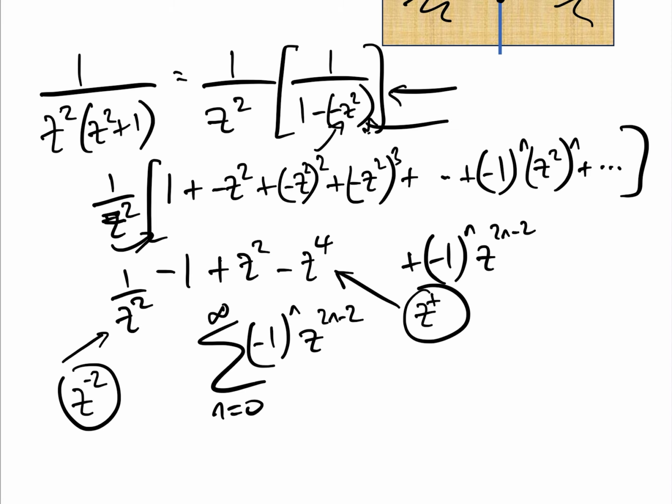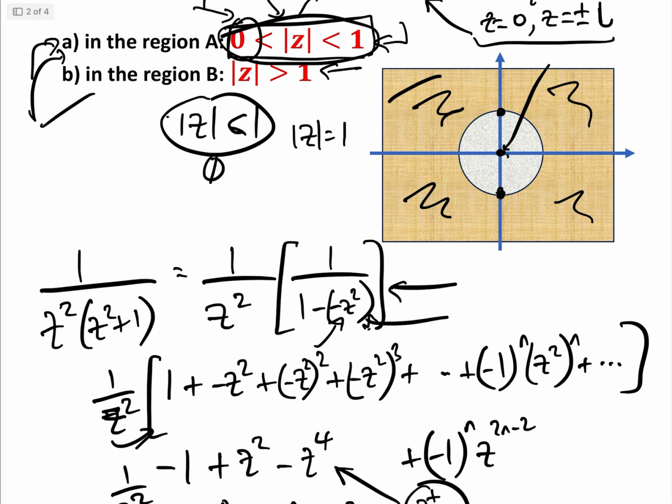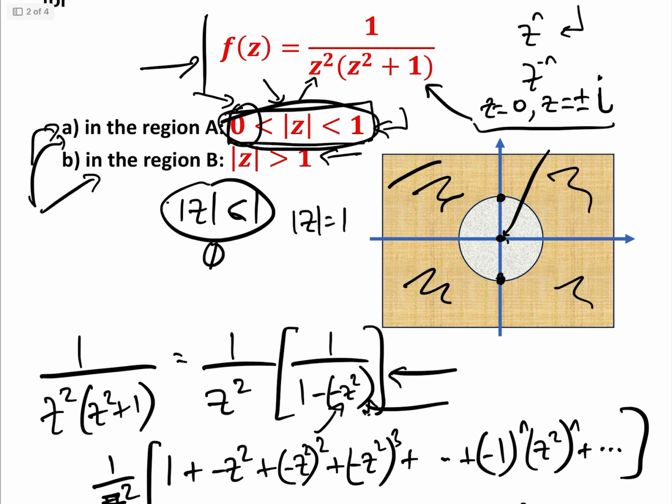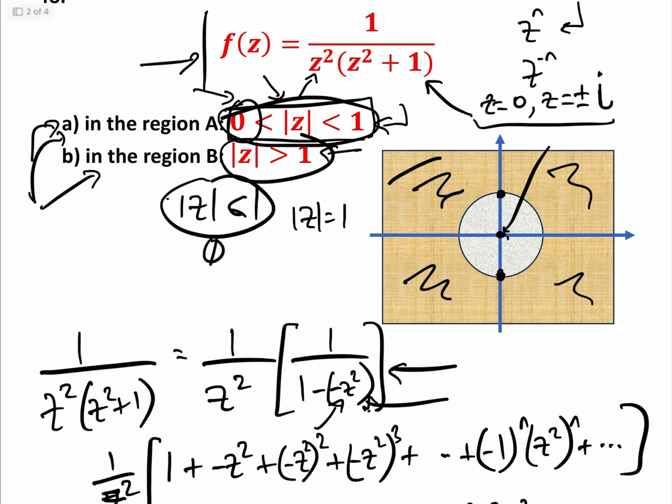Okay, so that's question number 2A. Now question 2B, we're going to do exactly the same thing, but in the region mod z greater than 1, and we're going to use the same trick. Obviously what we can't do here, for mod z greater than 1, is use the geometric series as is, because it doesn't converge.